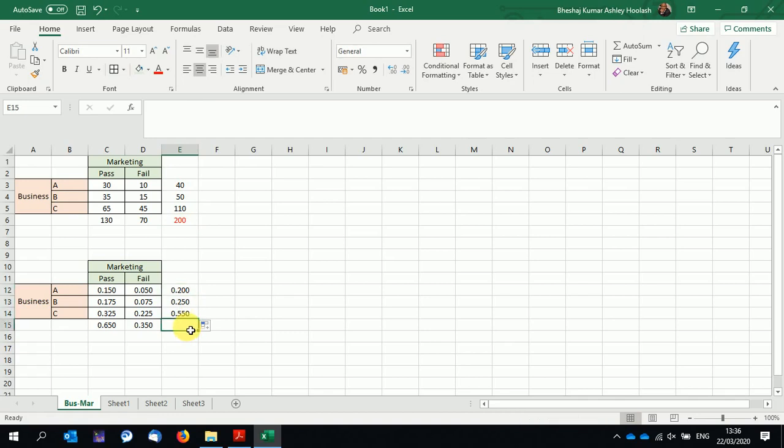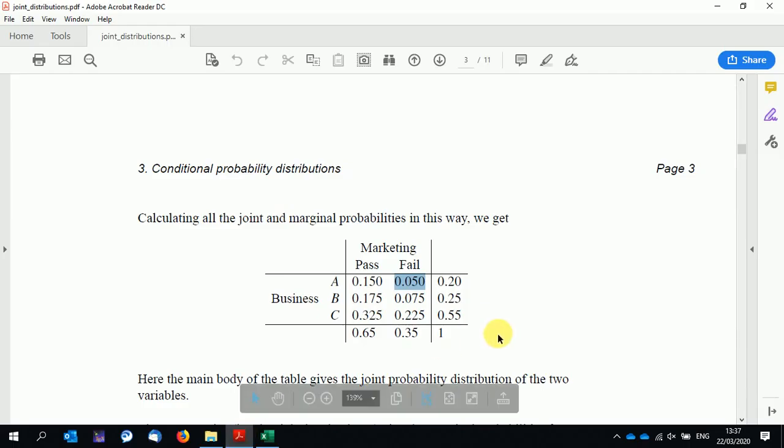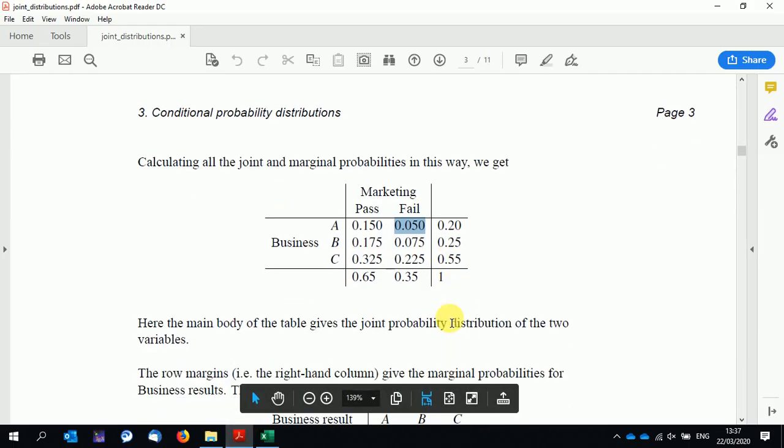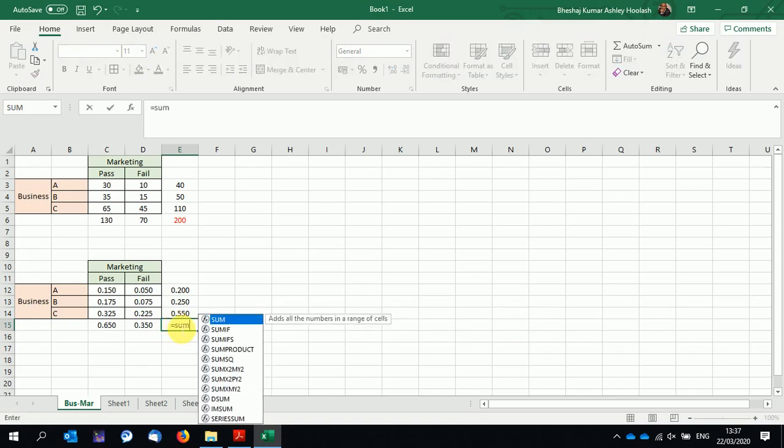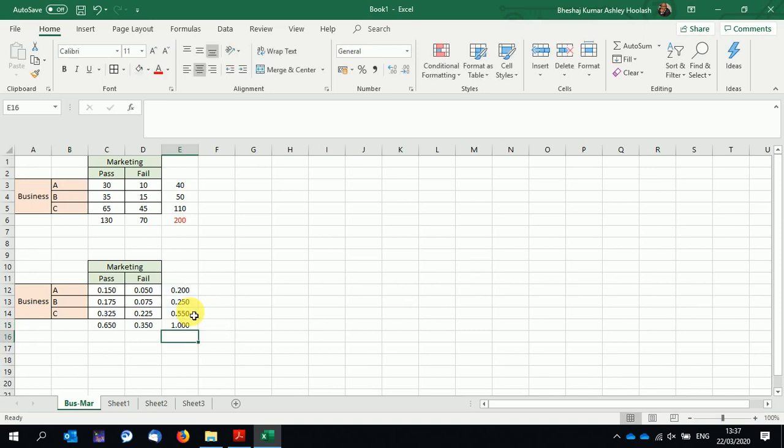Now, to get this clearly, I don't need to explain. The answer should be 1. I probably made a mistake here. No, it's fine. For me to get this, you can add these 3 probabilities. Answer should be 1. I can add these 2 probabilities. Answer should be 1. That's up to you which one you decide to use. And I can get a 1 here.